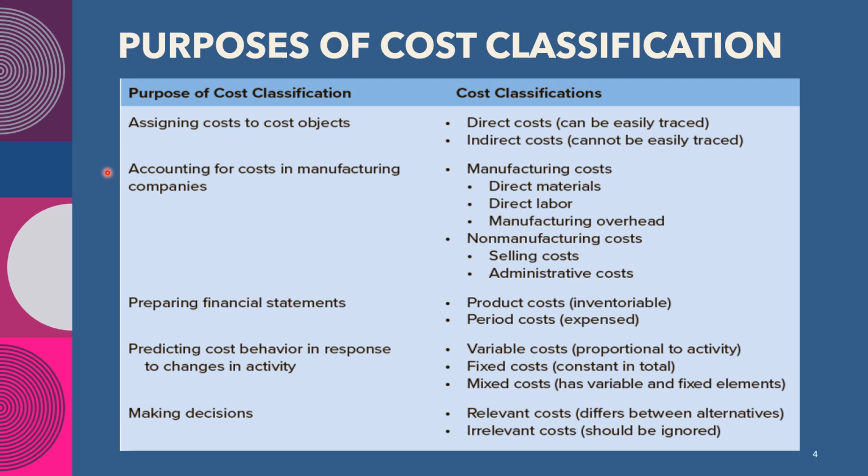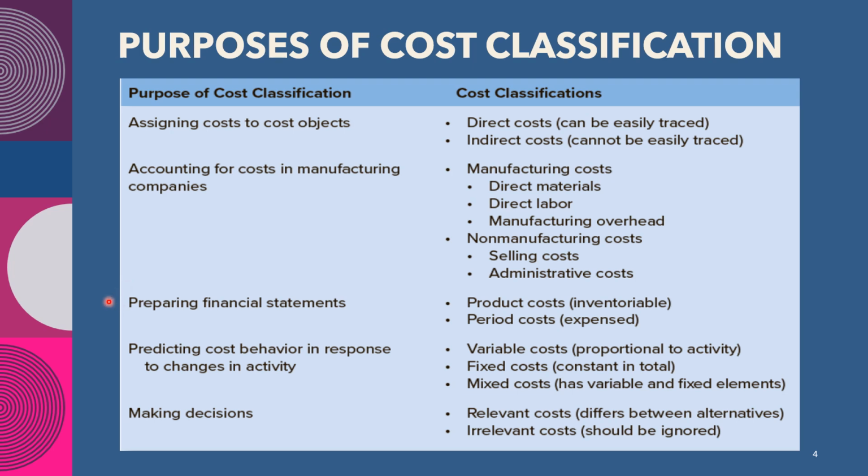The next one is accounting for cost in manufacturing companies. For this part, we are required to separate manufacturing cost to non-manufacturing cost. Manufacturing costs include direct materials, direct labor, and manufacturing overhead, or what we call the MOH. Non-manufacturing costs include selling costs and administrative costs.